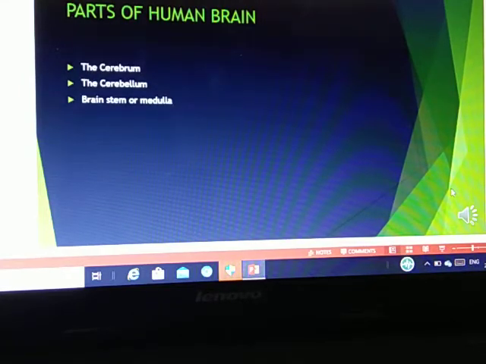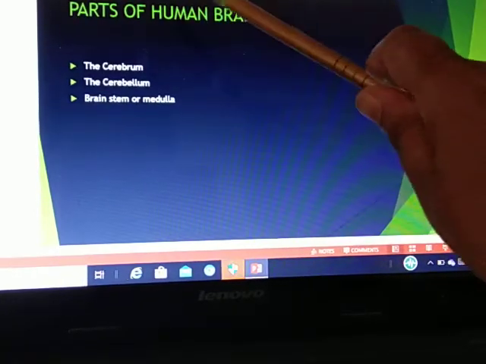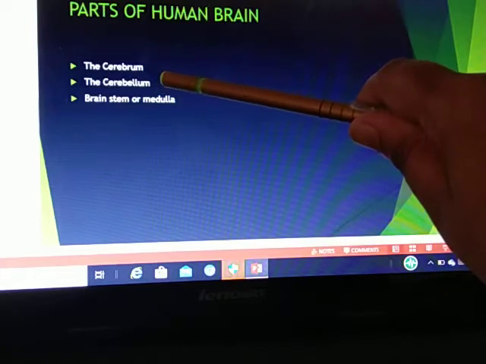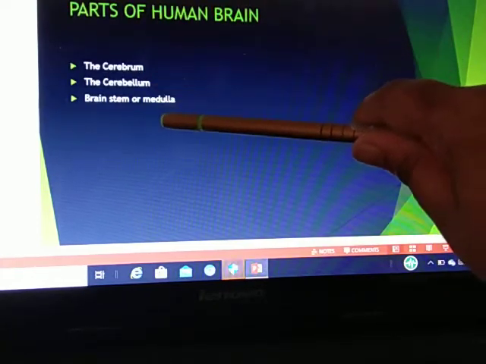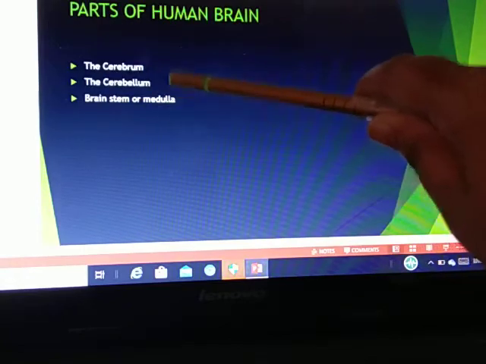Welcome students. Today we are going to understand the human brain. Okay? Parts of the human brain. In yesterday's lecture we completed up to the topic of the brain: what is the importance of the brain, what is the function of the brain, as well as the types of brain. Now today we are going to study in detail the parts of the human brain. So the first part is the cerebrum, the second part is the cerebellum, and the third part is the brain stem or medulla.